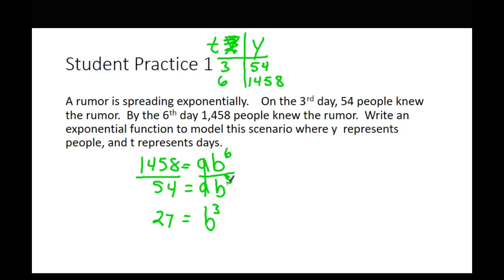Tavier, what do I do now? Parentheses. And then for the exponent, it would be 1/3. Cool. That's right. 27 to the 1/3 should be 3. And so we have B.